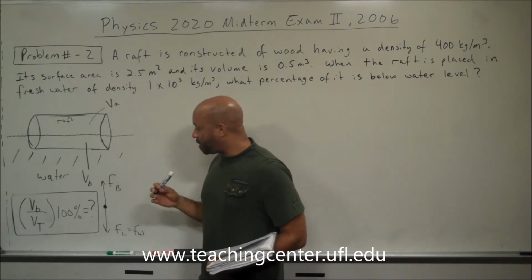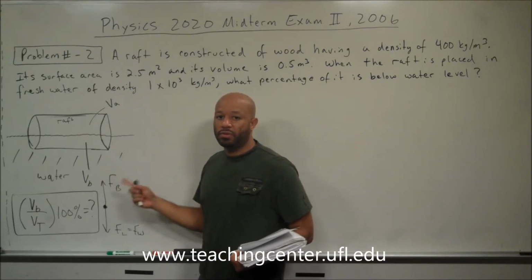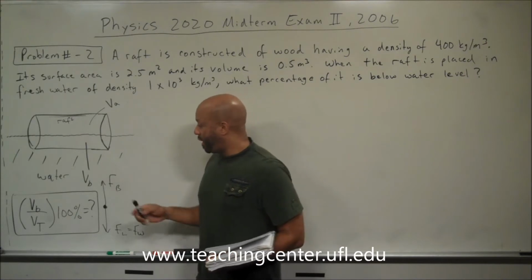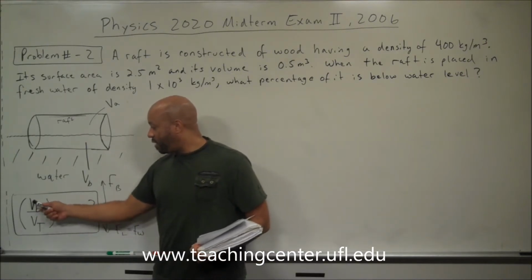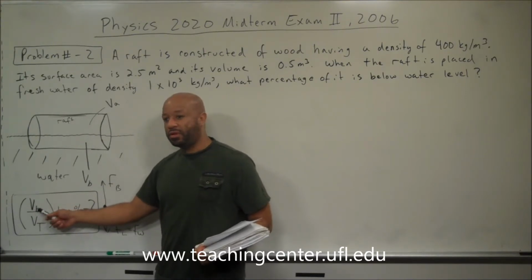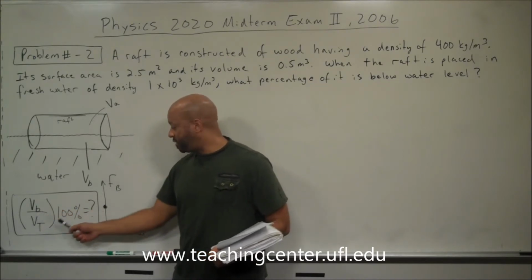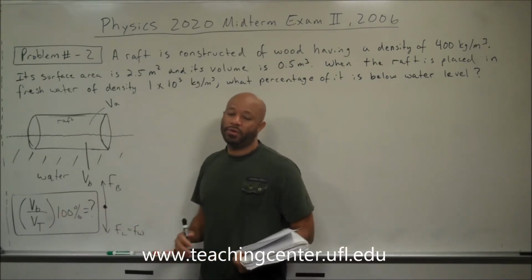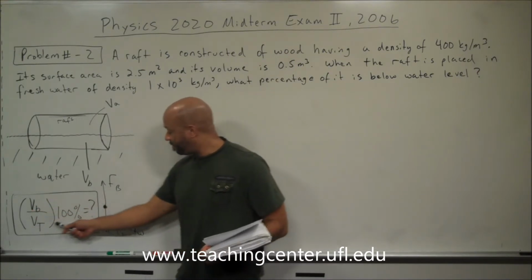And we're actually asked to find the percentage of the raft that's below the water. Okay? And so actually what that's asking us is to find VB, which is the volume of the raft that's below the water, divided by the total volume of the raft, which is V sub T, times 100%, and that will give us the percentage of the raft that's below the water. So this is what we're actually trying to find.